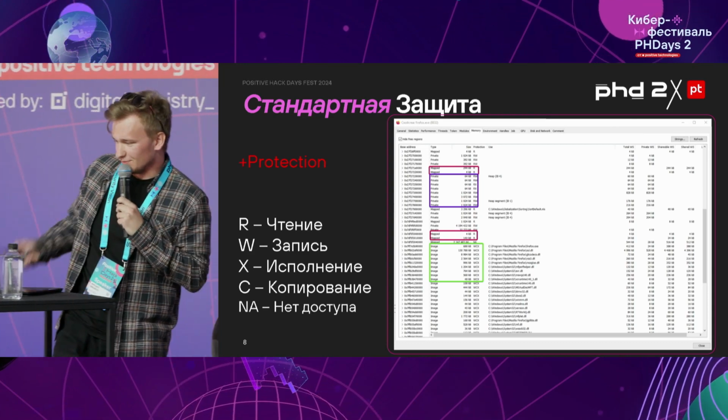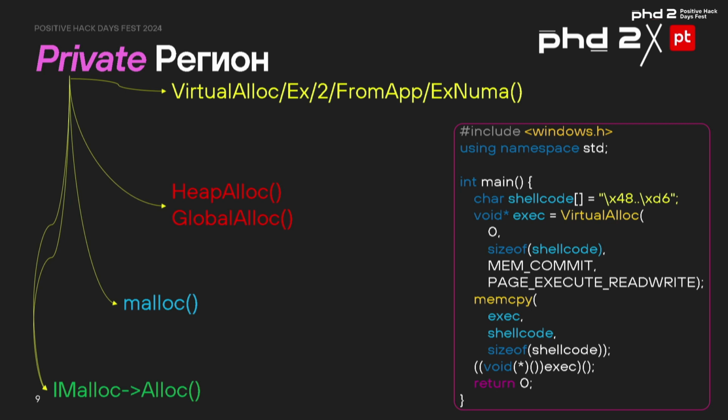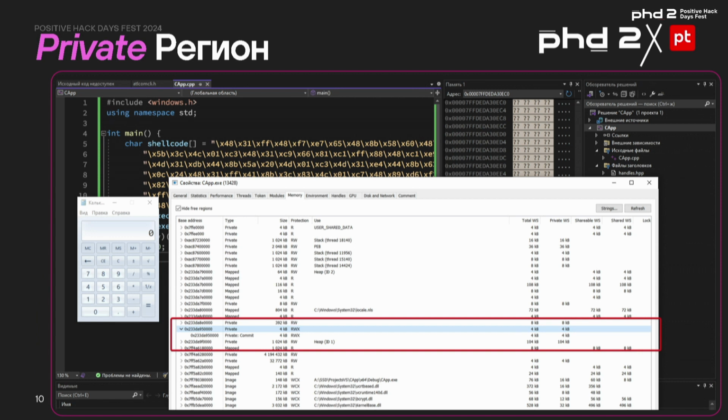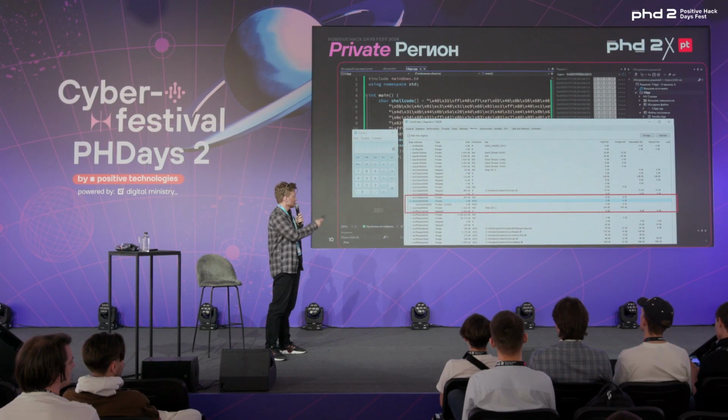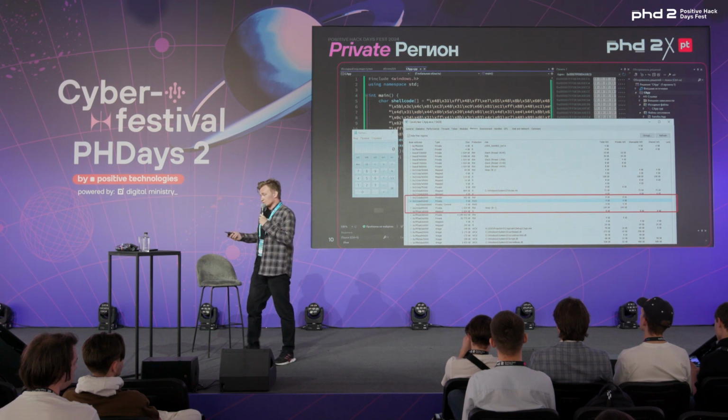Okay, how do we get to the private regions? The easiest way is to allocate memory using these functions: VirtualAlloc, HeapAlloc, malloc, and so on. The right part shows the shellcode runner, which lets you bring the payload to the private region to run it. We launch it, and we see a calculator. So our payload is in the private region. We have the executable memory, and the shellcode is run.